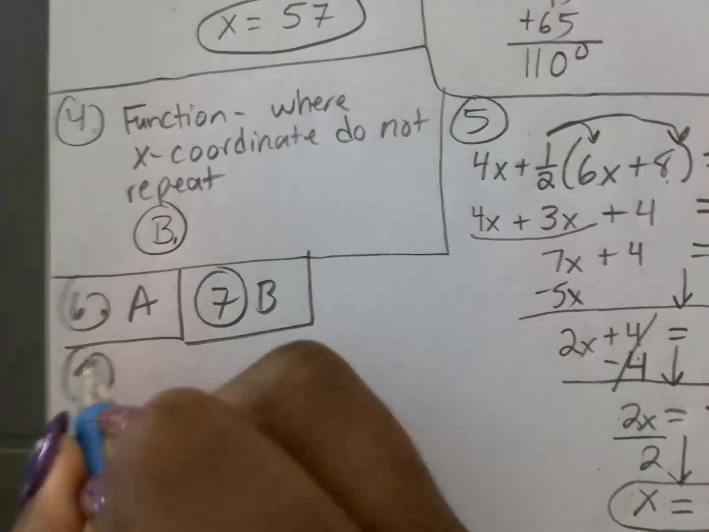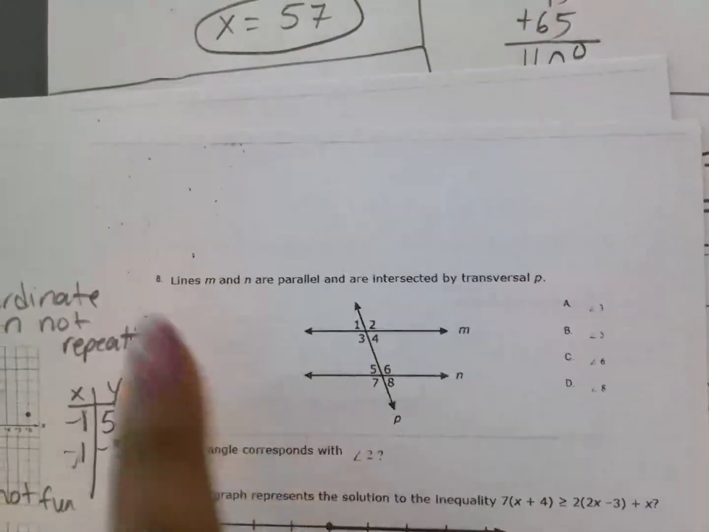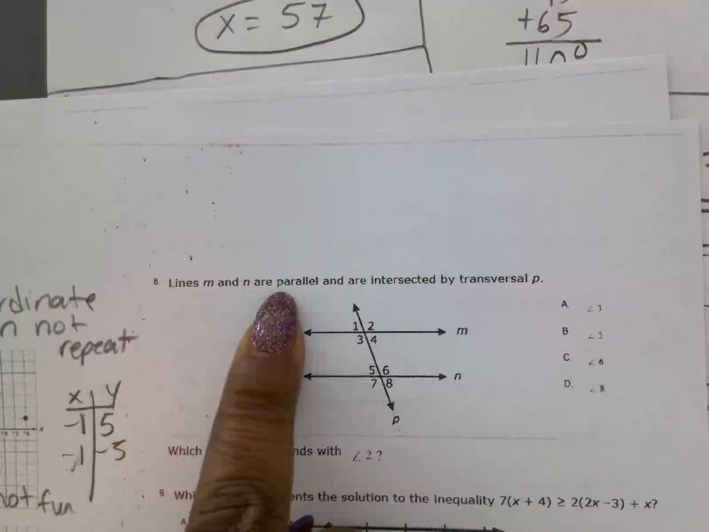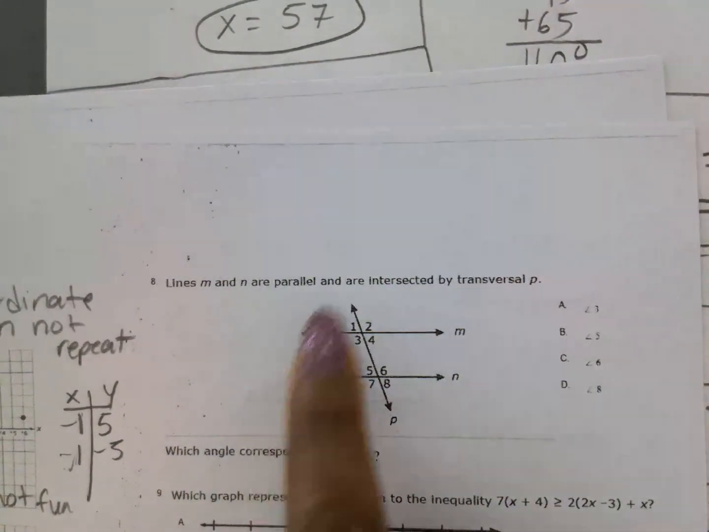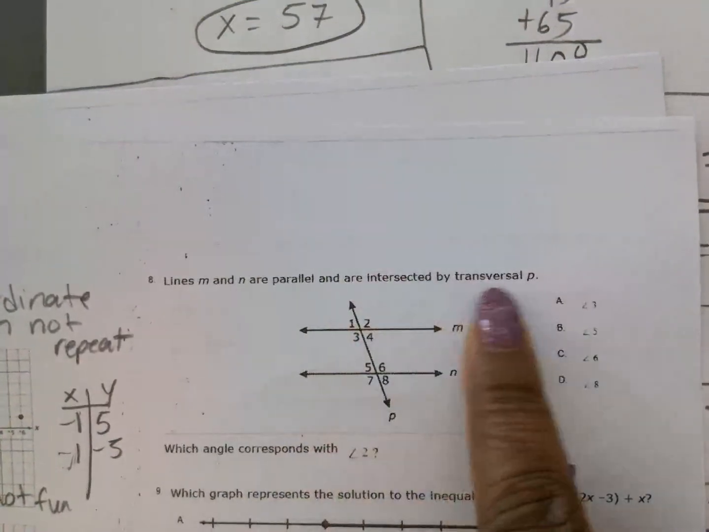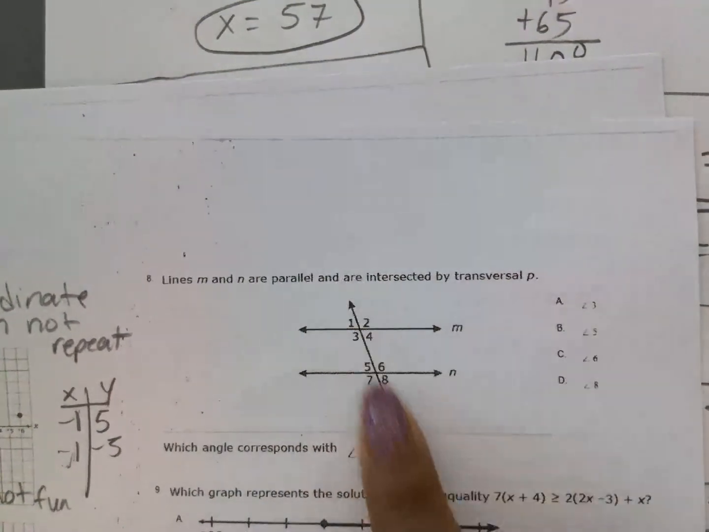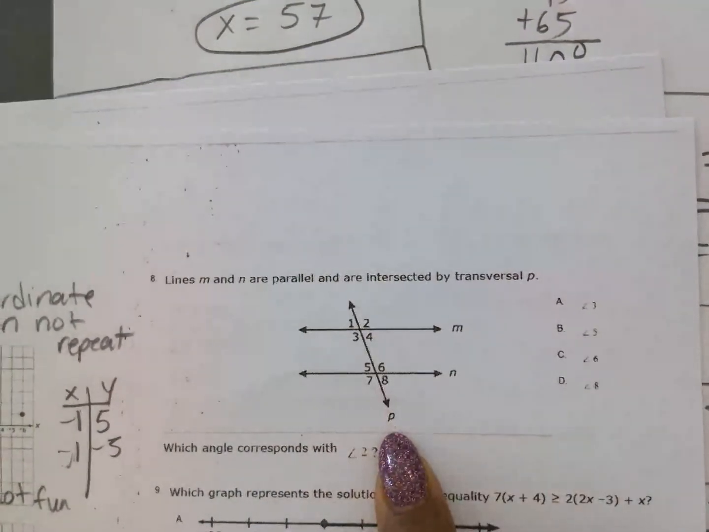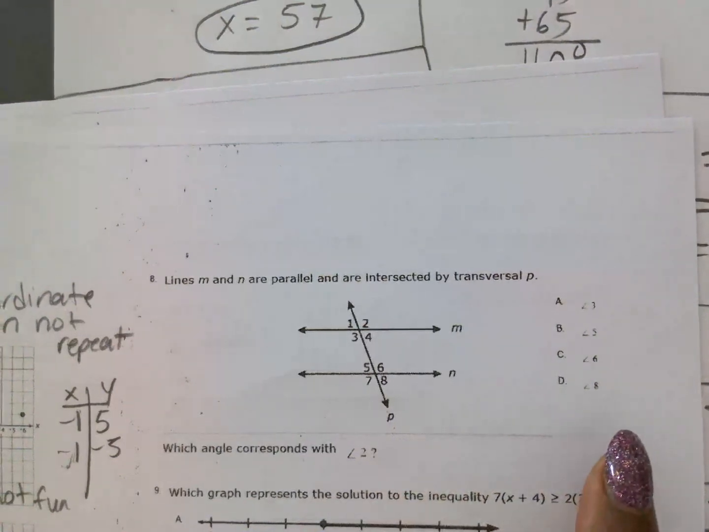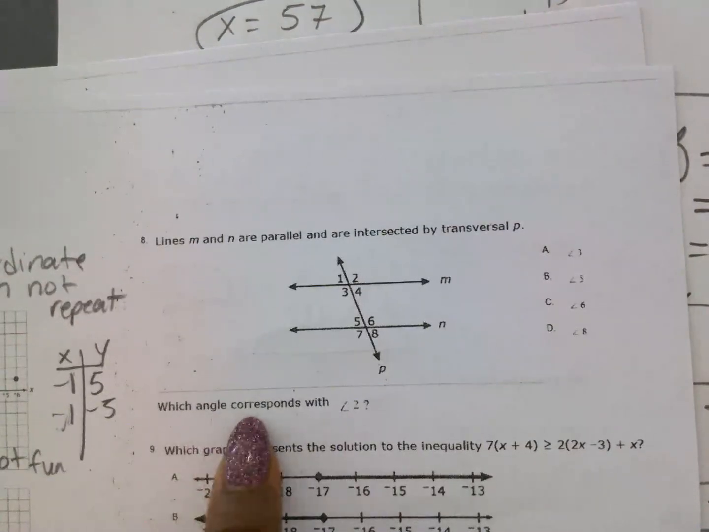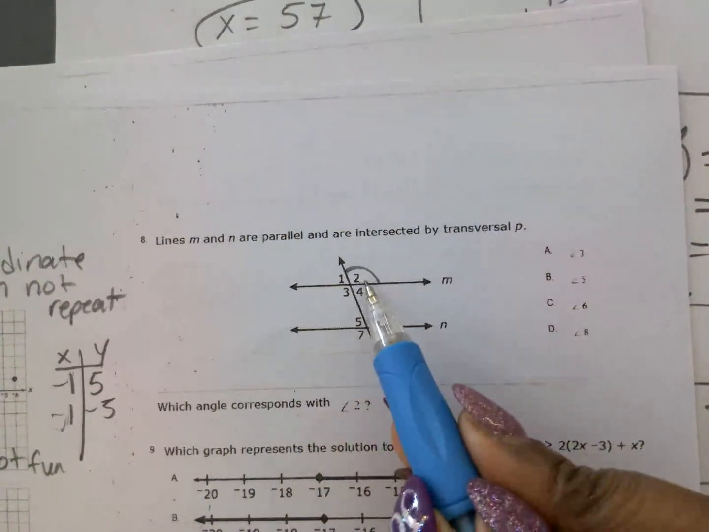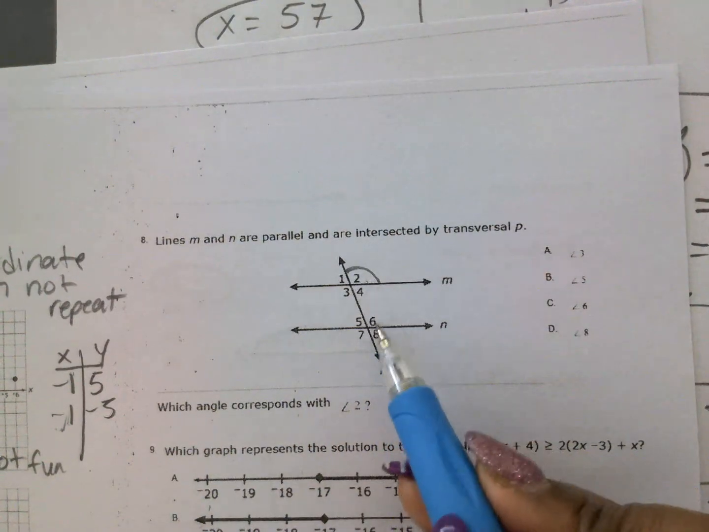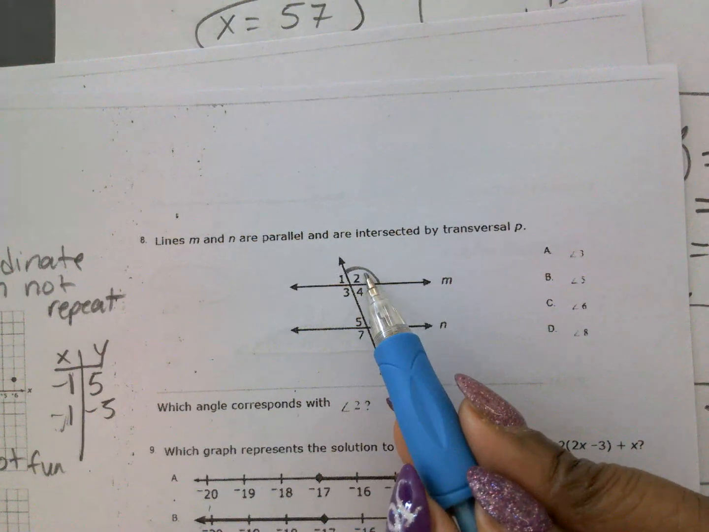Number 8, we got lines M and N. This is M. This is N. This is the transversal line. Transversal line cuts a pair of parallel lines. All right. So now it's asking you which angle corresponds with 2. So which one of these angles is in the same position as 2? 4 is. 4, I'm sorry, not 4.